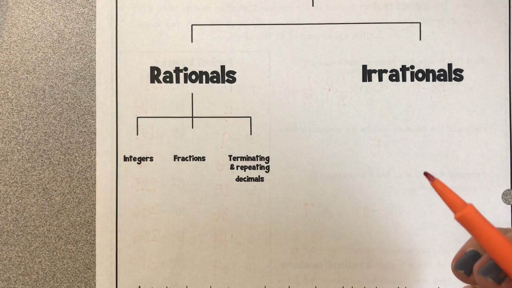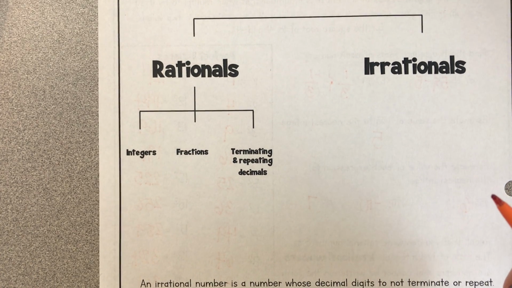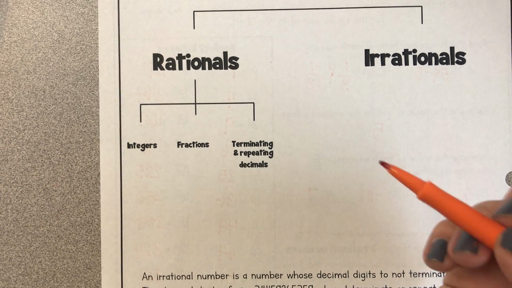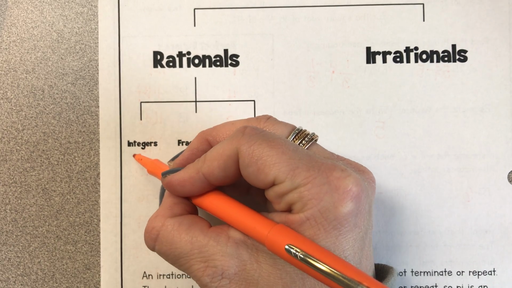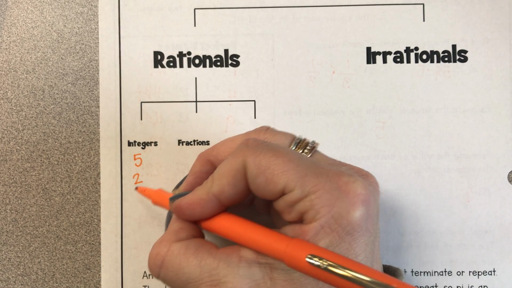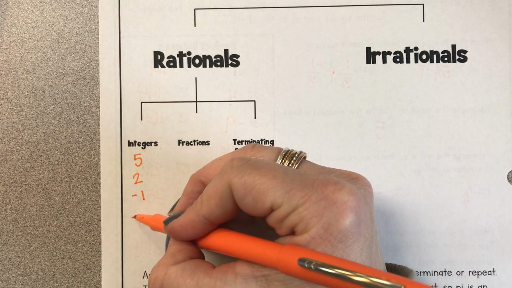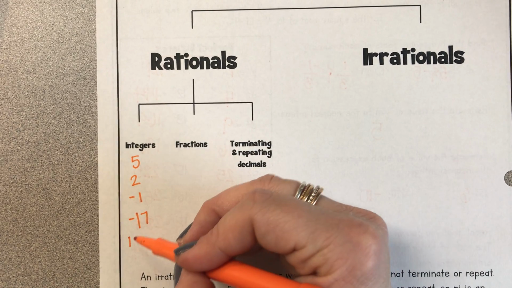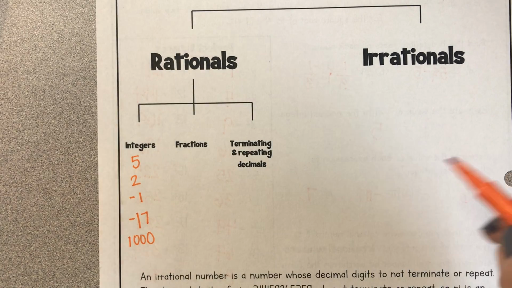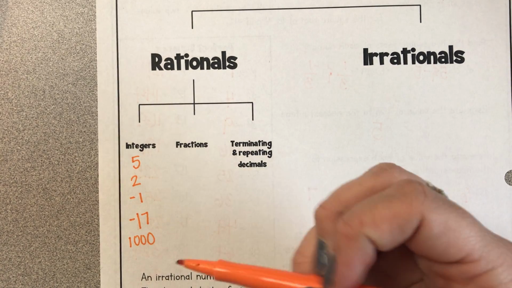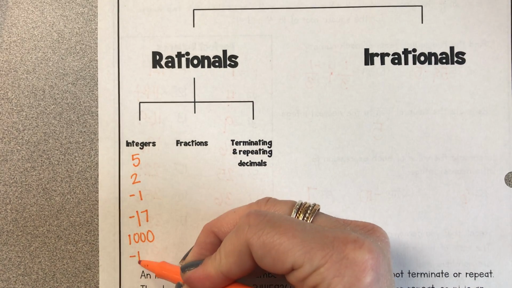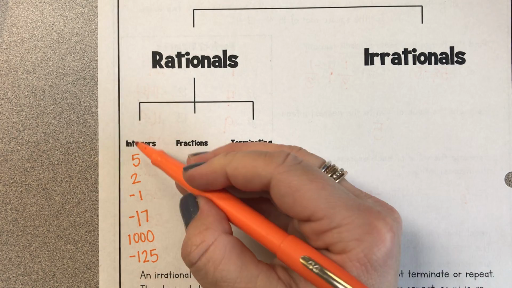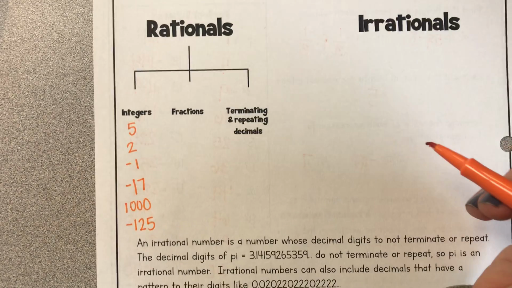Rational numbers can be integers, okay? Integers are your positive and negative whole numbers. So 5, 2, -1, -17, 1,000, -125, any positive or negative whole number.